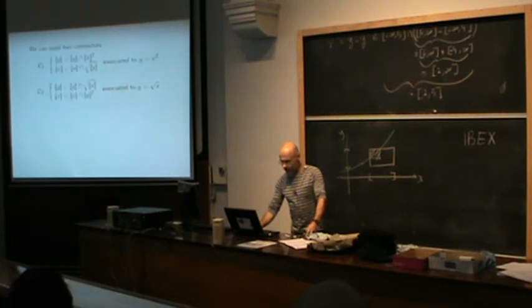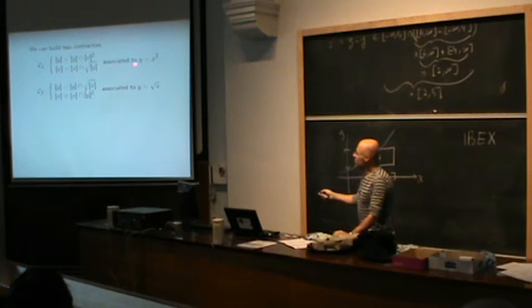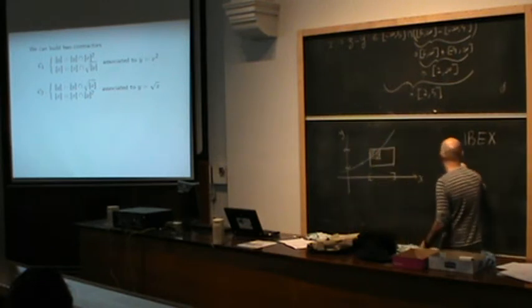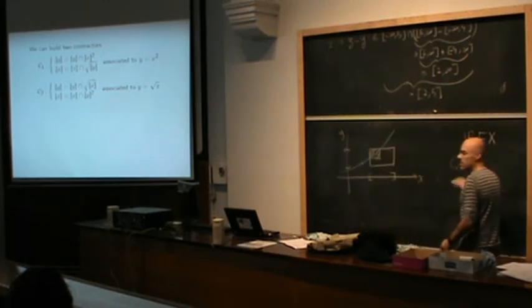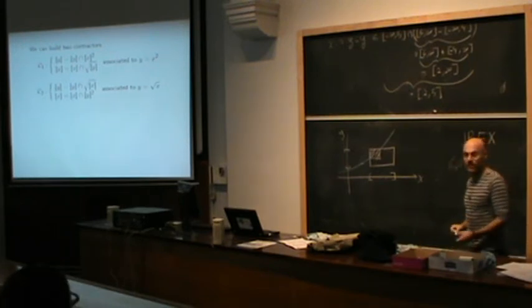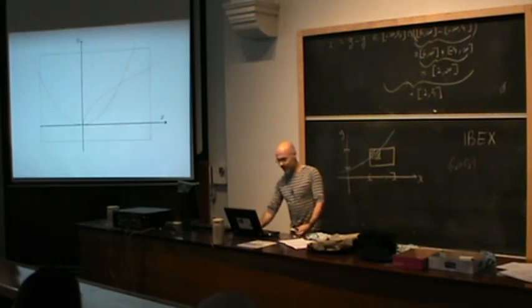Here, this is a contractor associated with the parabola. This is the contractor associated with this. So this one is optimal. This one is optimal, but C1 or C2 is not optimal. You understand why? So you might say. No. Look, here I have C1, C2 of C1.